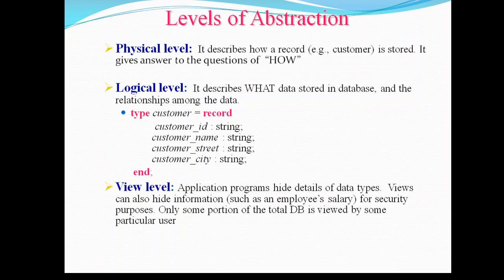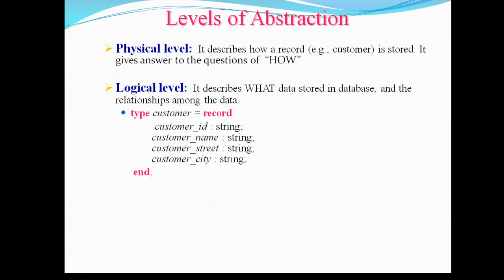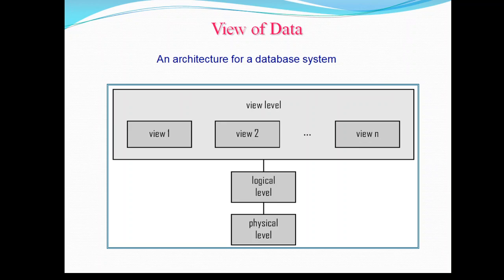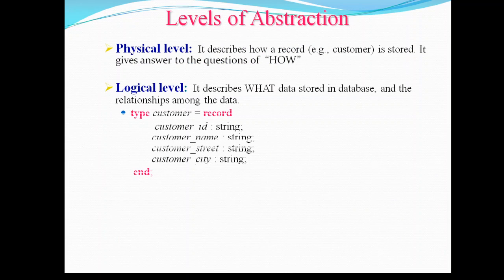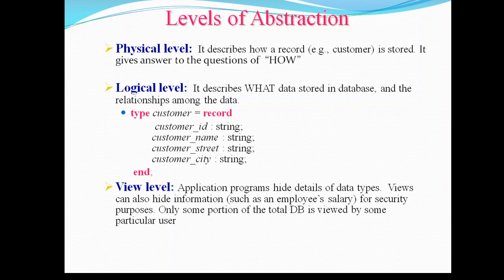And at the last level, we call it the view level. Here application programs hide details of the data types even. That means views can also hide information for security purposes. In this level only a small portion of the total database is viewed by some particular user, and that is the reason why, in the previous slide, the view level has multiple views, that is view 1, view 2, and so on up to view n. As we said, only a portion of the complete database is viewed by a particular user. So this is about the levels of abstraction, and they are used in the DBMS in order to provide security to the data.